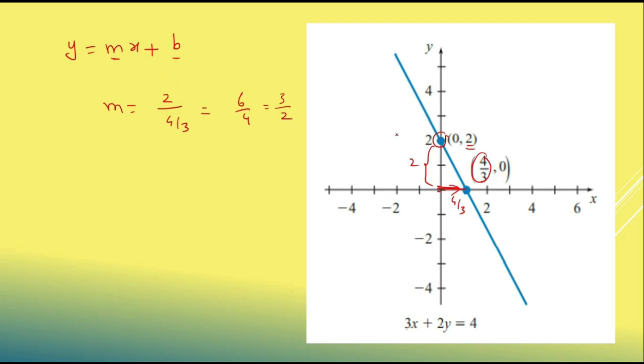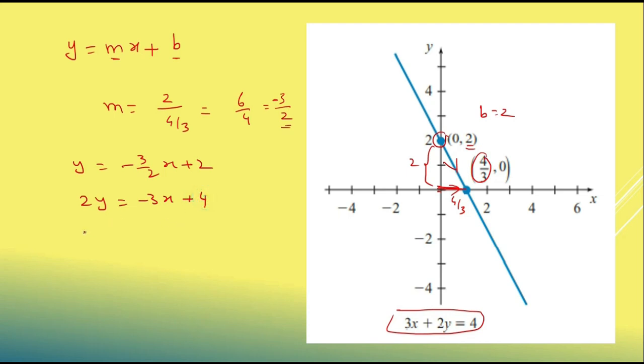So m and b, b is 2, we have got it. This will be y is equal to 3 over 2 x plus 2, and it is negative because this y is falling, therefore this is minus 3 over 2 is the slope. So this is y equals minus 3 over 2 x plus 2. Can you check with this equation? Multiply this equation by 2, you will get 2y is equal to minus 3x plus 4. It will be 3x plus 2y is equal to 4. Now that is the equation of this straight line.